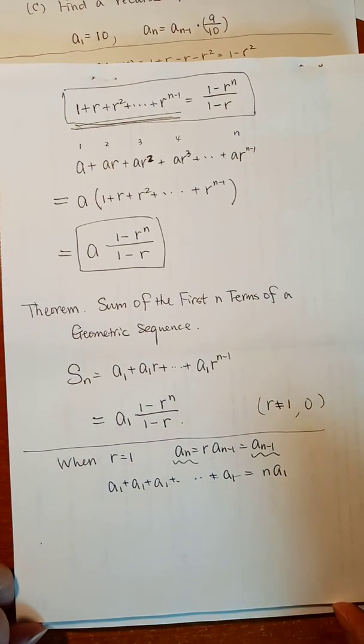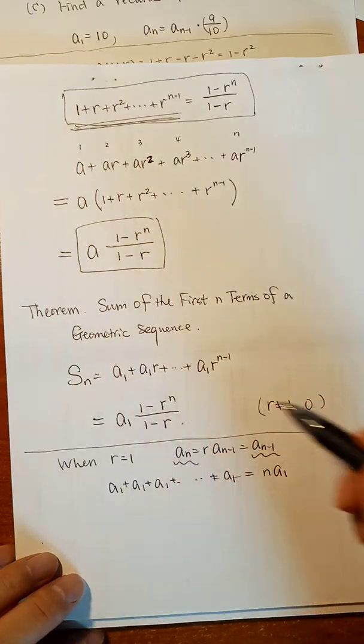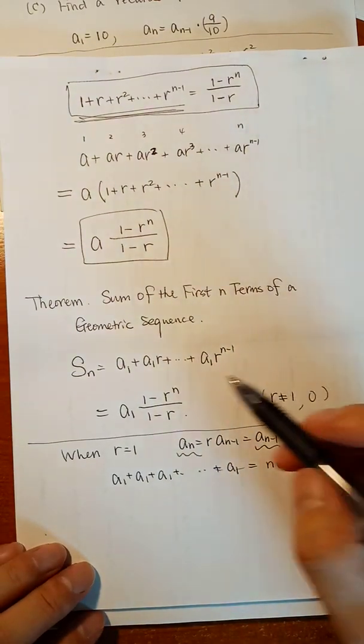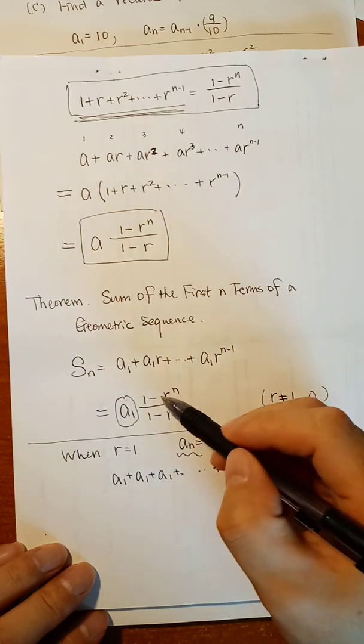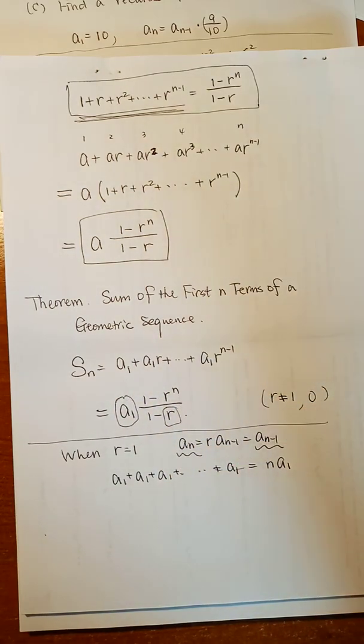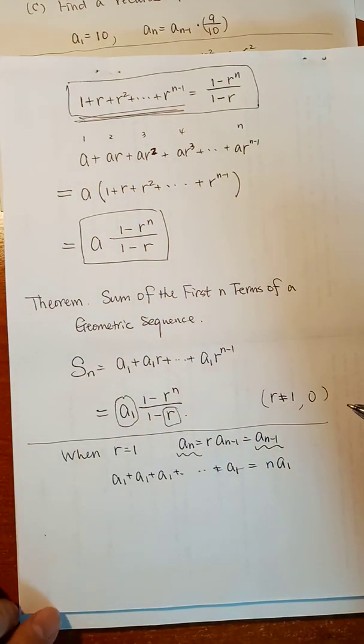Okay, so that's the partial sum of the first n terms of a geometric sequence. In this formula, again, we need the first term. We need the common ratio. So in order to get the sum, you need the first term, you need the common ratio.